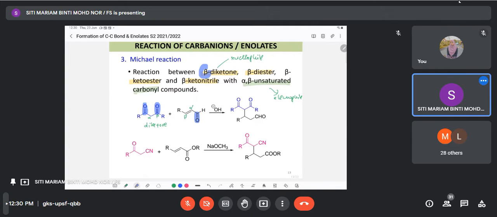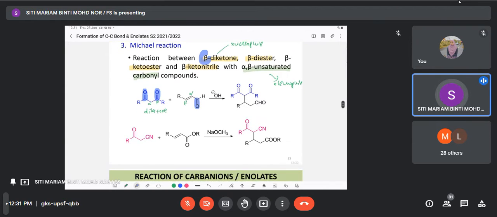Again, the reaction is under basic condition, because this is an enolate reaction. Why do you need base in your round bottom flask? Because you need that base to abstract a proton to produce your carbanion. That's why for all the reactions here we need base, otherwise we cannot form our carbanion.